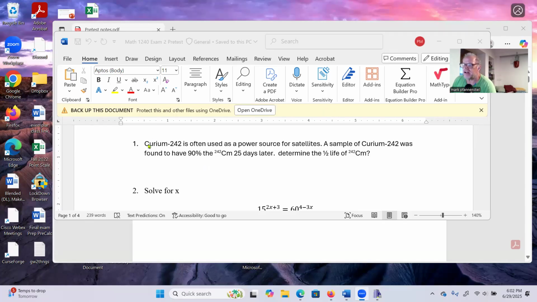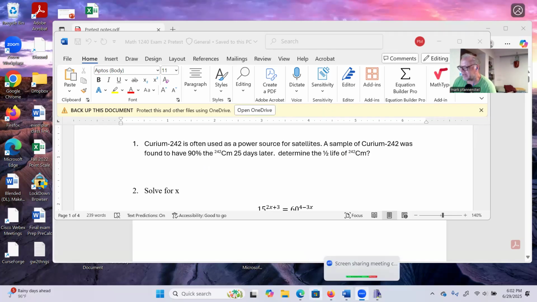We've got a pretest here. It says Curium 242 is used as a power source for satellites. We have a sample of Curium 242. It was found to have 90% of this particular Curium 242 25 days later, and we're going to determine the half-life of the Curium.